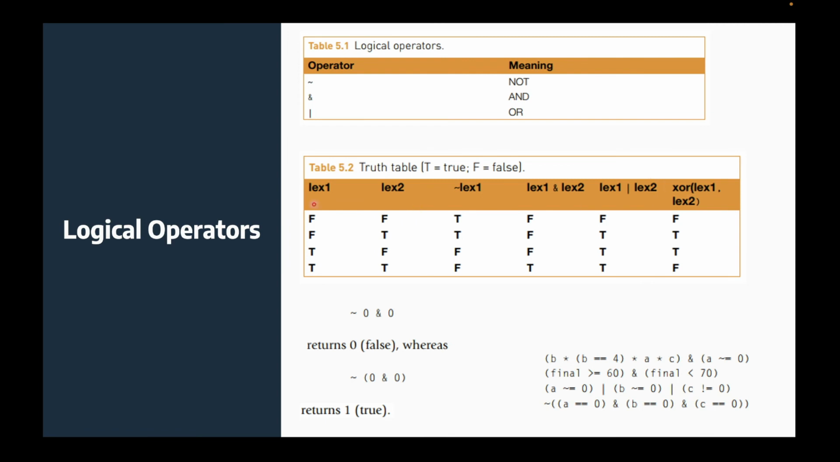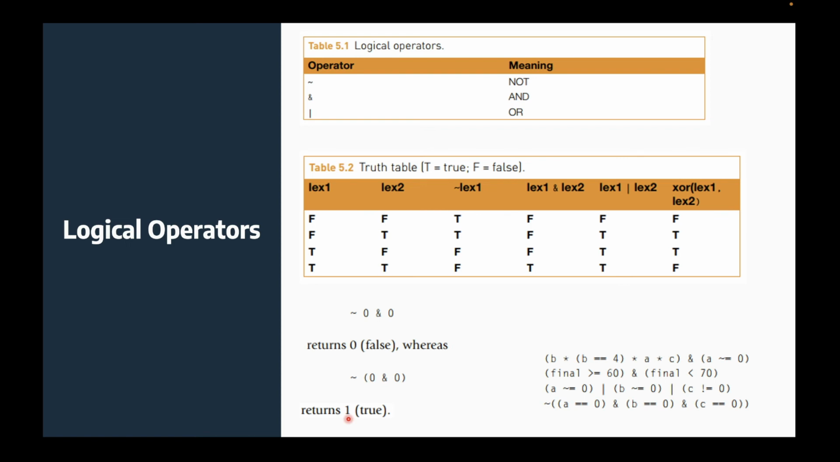Now, for the XOR, which I believe we're not going to use in this course, if you have false and false, you're going to get false. False and true, you're going to get true. True XOR false is going to give you true. True XOR true is going to give you false. Now, if you say not 0 and 0, what is it going to give you? It's going to give you false, which is 0 in your command line. While if you say not, with parentheses, 0 and 0, that's going to give you 1 or true.